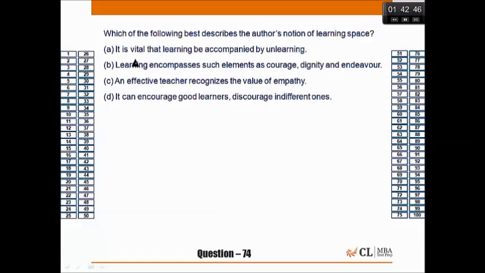Perfect. Which of the following best describes the author's notion of learning space? It is vital that learning be accompanied by unlearning. Nothing has been mentioned about unlearning. Alien concept, can't be the answer. Learning encompasses such elements as courage, dignity, and endeavor. I did not read these three statements. And effective teachers recognize the value of empathy, care for others. Okay, this may be the case. It can encourage good learners, discourage something. Oh, that is wrong. So the only thing would be C. C is good.